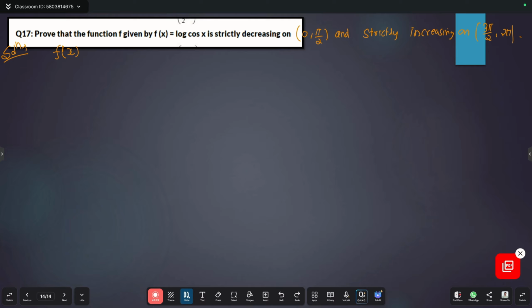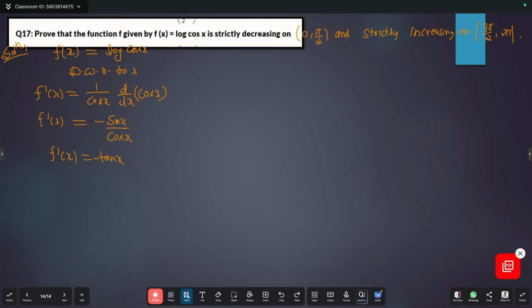f(x) is log cos x, differentiating with respect to x. f'(x), log of something is 1 by something, something means cos x, and the derivative of cos x is minus sin x, upon cos x. It means f'(x) value is minus tan x. Now we have to check minus tan x in the first quadrant, 0 to pi by 2.